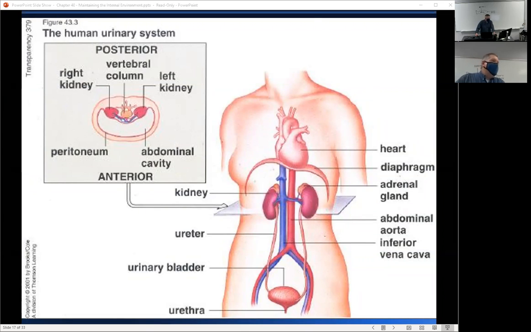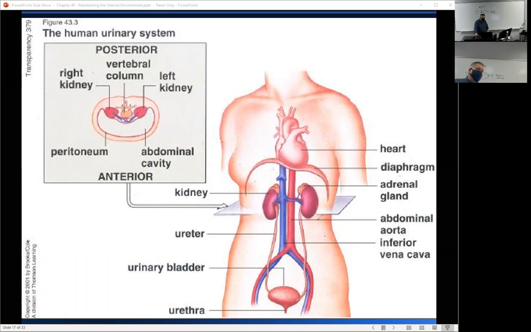Okay, so what we're looking at here, this is the urinary system. So here are the kidneys. So we have two kidneys. Sitting on top of the kidney are our adrenal glands. Our adrenal glands are glands that secrete important hormones.